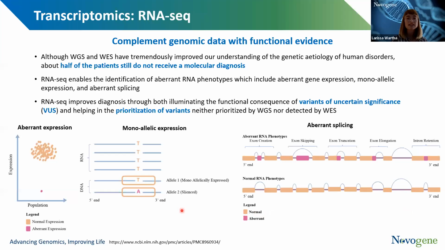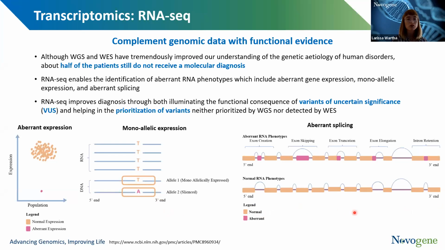RNA sequencing is also used to detect monoallelic expression, which refers to the situation where mainly one of the two alleles is expressed, while the second allele is only expressed at very low levels. And in about 2% of WES and WGS unsolved cases, monoallelic expression of a disease gene can be detected, leading to a molecular diagnosis.